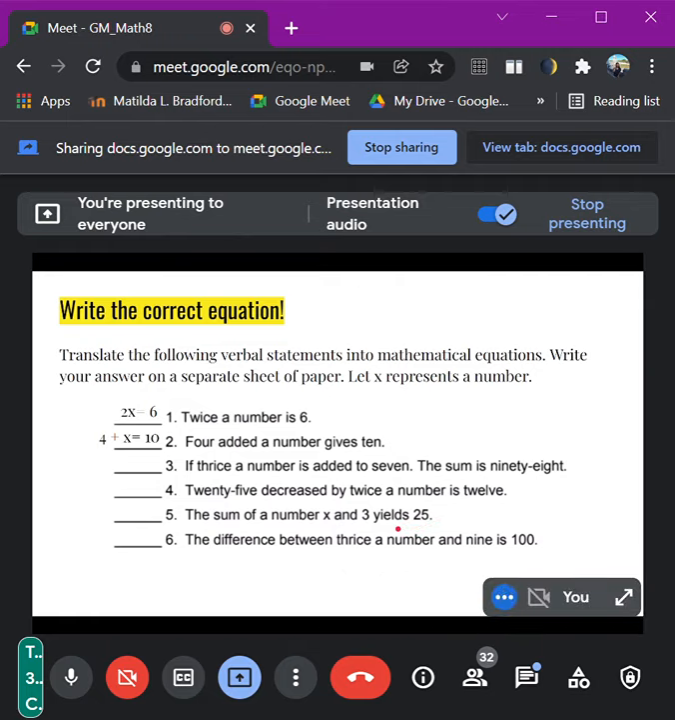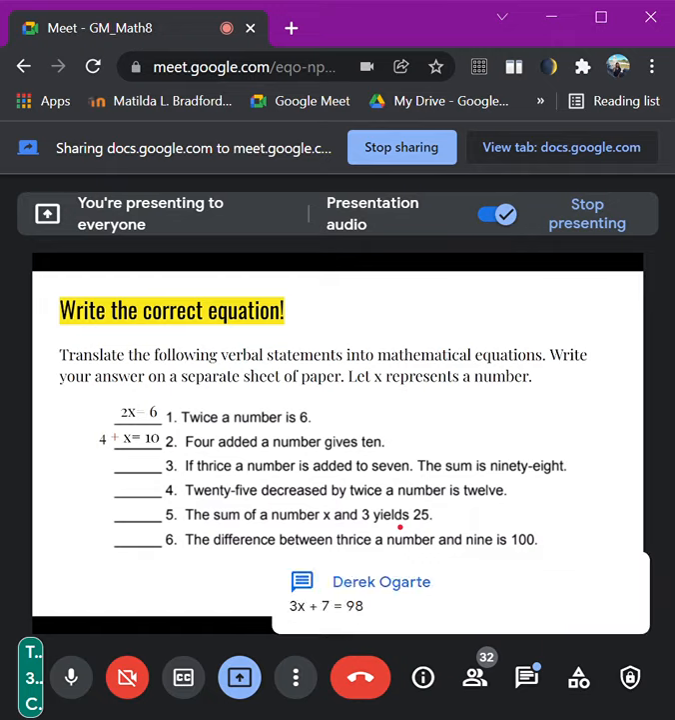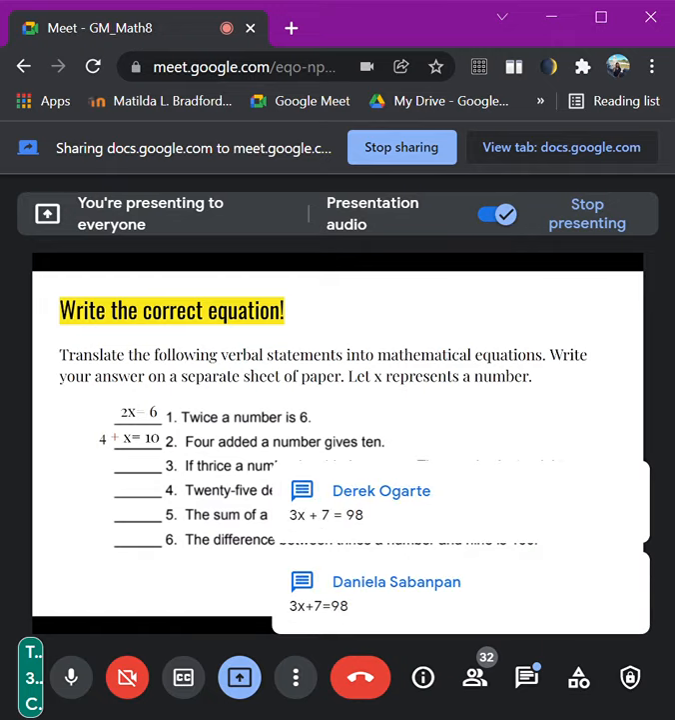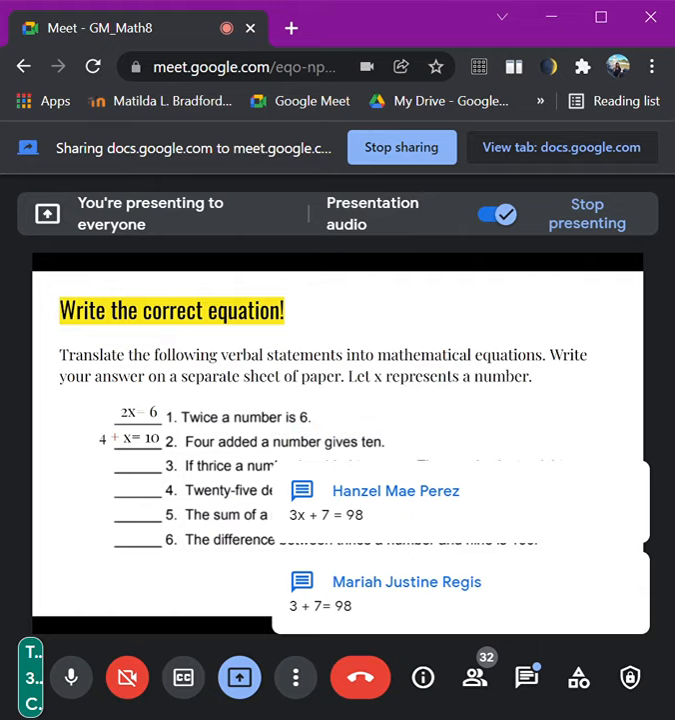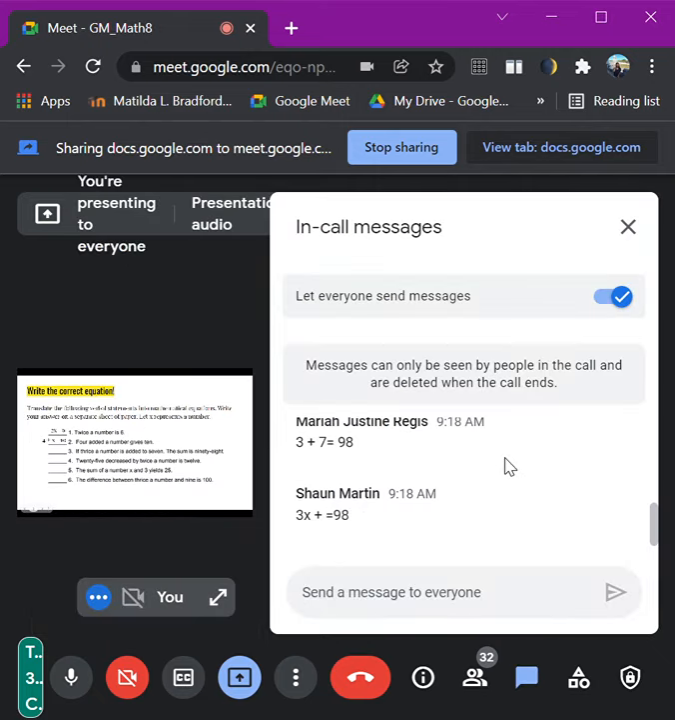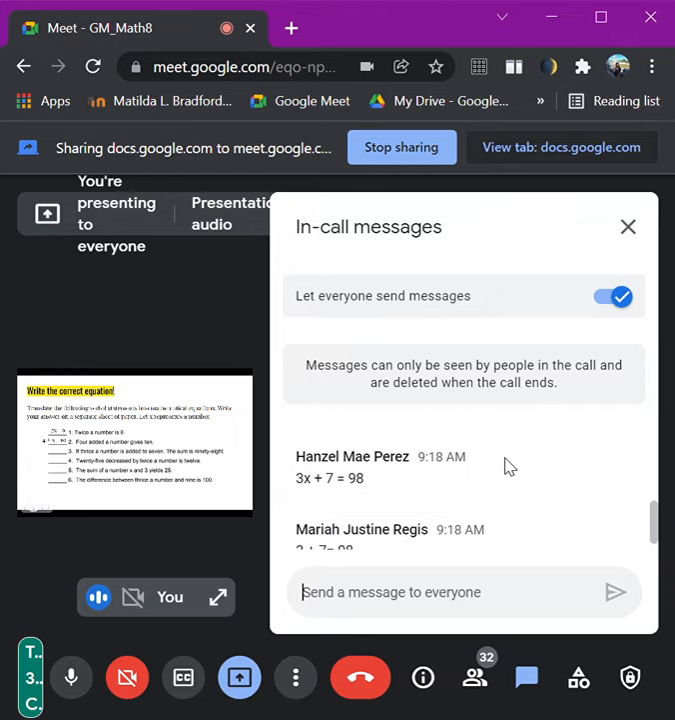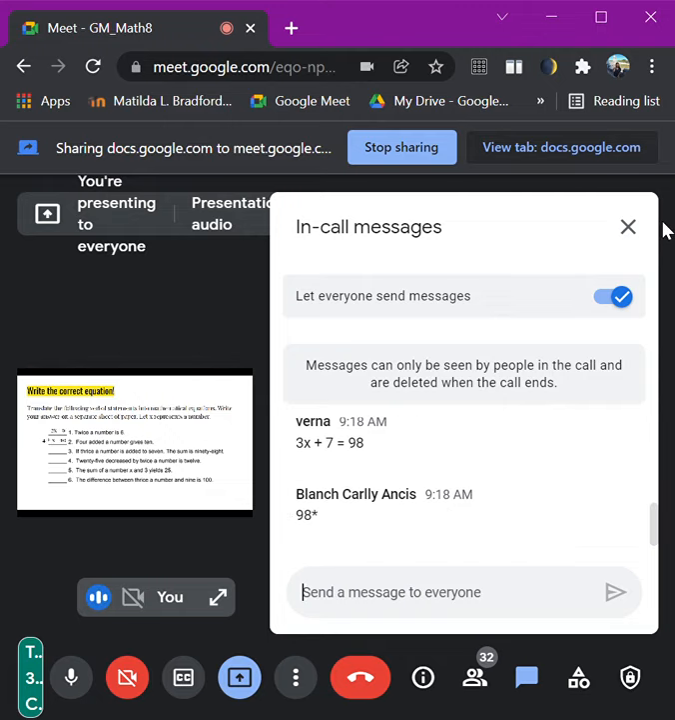If thrice a number is added to 7, the sum is 98. 3x plus 7 equals 98. Okay, so you have there, class, the word thrice.